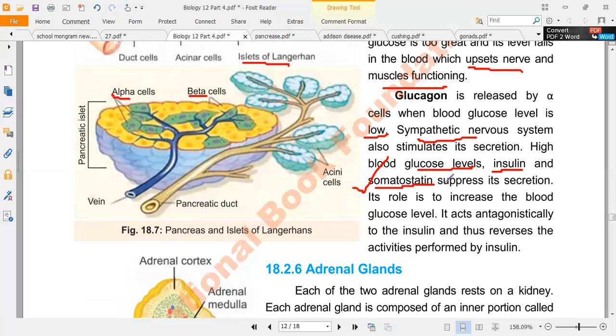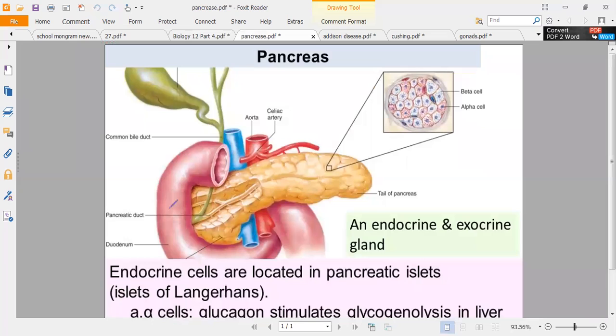Somatostatin is another hormone which is released from the pancreas. And now we know that glucagon and insulin work antagonistically and control the blood glucose level. You can see here endocrine cells of pancreas. So here are beta cells, here are alpha cells.